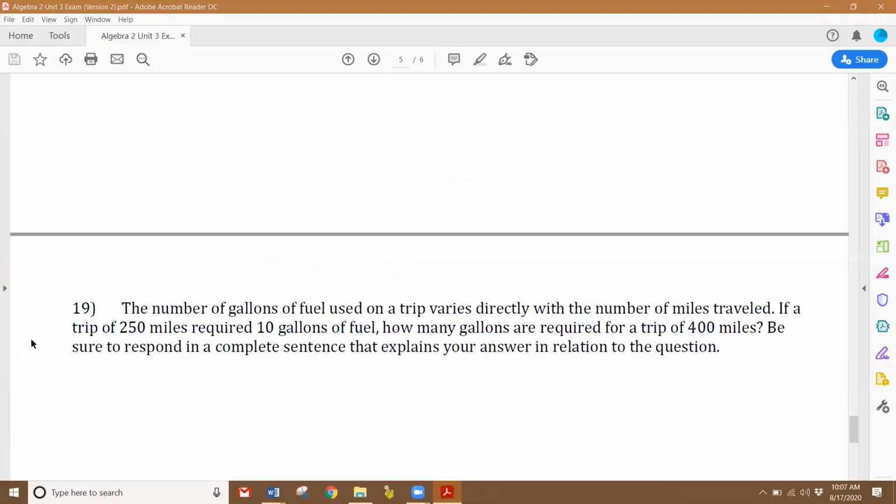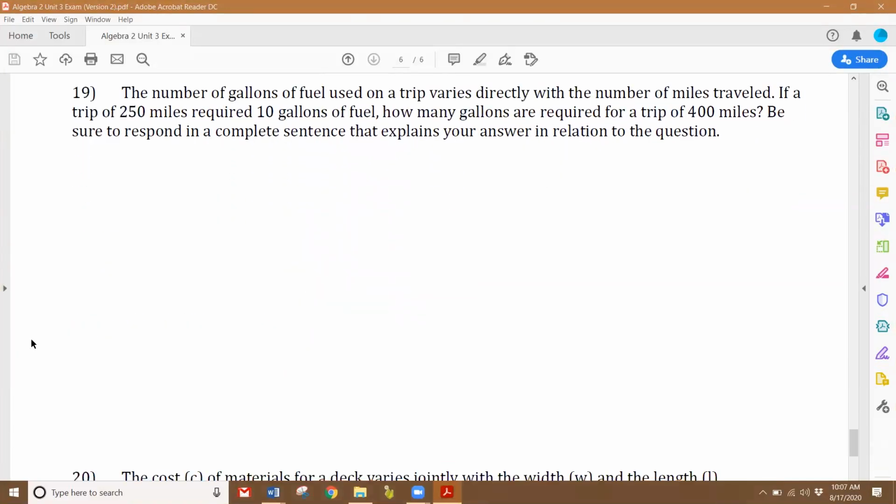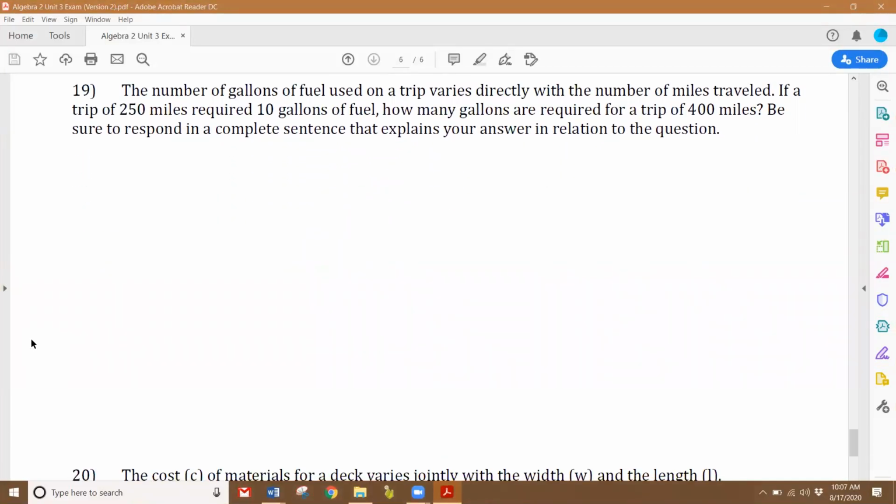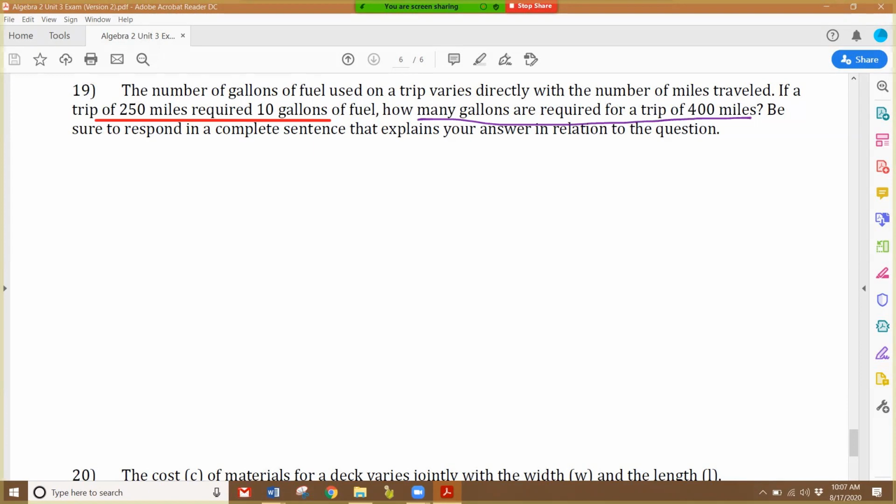All right, flipping to the back side. I warned you when we did this lesson that there's a question exactly like this on your test, and here it is. So here we're talking about the number of gallons of fuel used on a trip that varies directly with the number of miles traveled. If a trip of 250 miles requires 10 gallons of fuel, those two numbers go together. How many gallons are required for a trip of 400 miles? So we're finding the gallons that go with 400 miles.